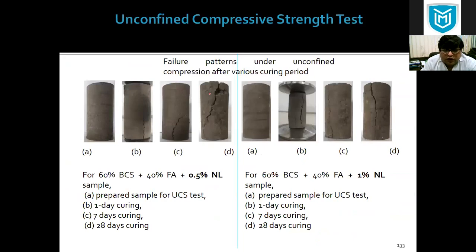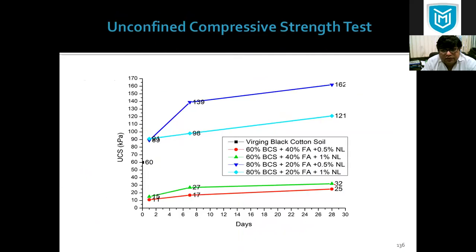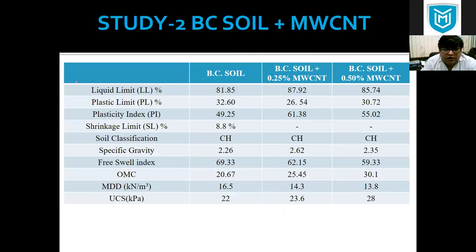So we not only performed the free swell index, we performed unconfined compressive strength also. With 40% fly ash, 0.5% nanolime, and 40% fly ash, 1% nanolime, at 1 day, 7 day, and 28 days curing, the strength was much improved. So for UCS, you can see this is 60% black cotton soil, 40% fly ash, 0.5 nanolime, and blue is 20% fly ash and 0.5 nanolime. So we got 162. So this is how we are working.